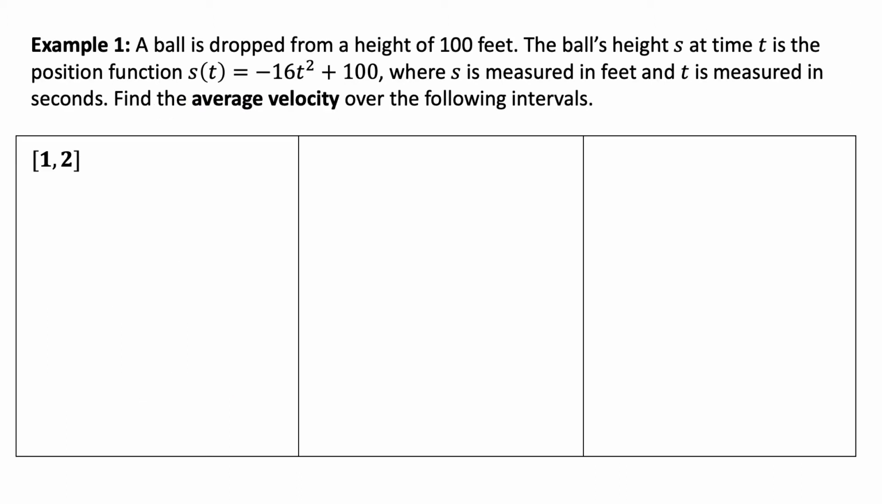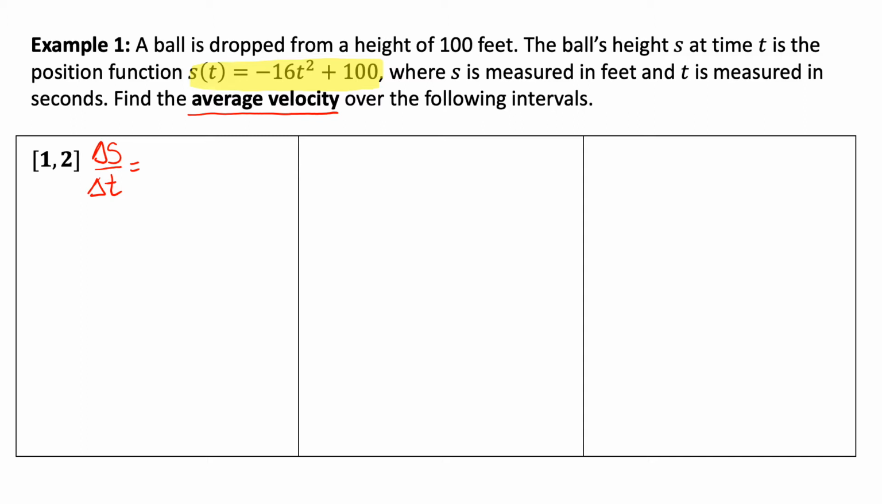So let's take a look at average velocity in terms of an example. A ball is dropped from a height of 100 feet. The ball's height s at time t is the position function, which is given to us here. S of t equals negative 16 t squared plus 100, where s is measured in feet and t is measured in seconds. Here we want to find our average velocity over the following intervals, starting with the interval from 1 to 2. Remember, average velocity is the change in position over the change in time.